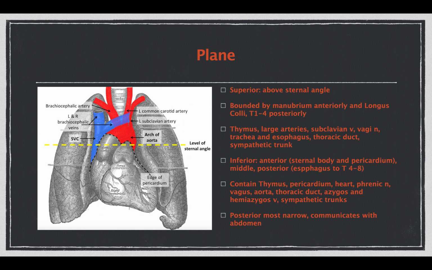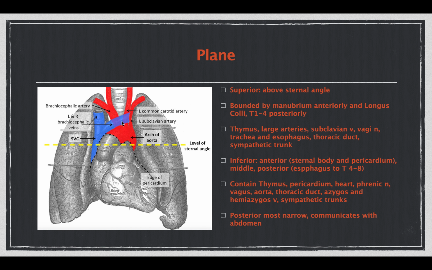So let's go through the anatomical planes. Superior mediastinum means that it's above the sternal angle, which is right at the manubrium. It's bounded by the manubrium anteriorly and the longus colli, remember the intrinsic neck muscles, along with the vertebra posteriorly.